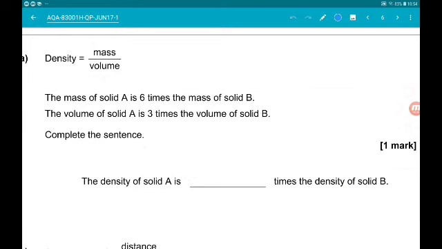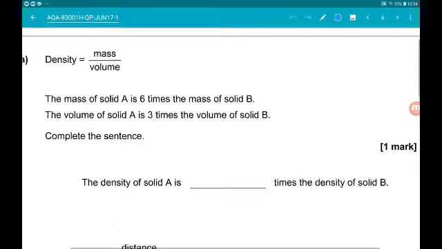Question 9, we're told density is mass over volume. The mass of solid A is 6 times the mass of solid B. The volume of solid A is 3 times the volume of solid B. Complete the sentence. So the density of solid A is something times the density of solid B.